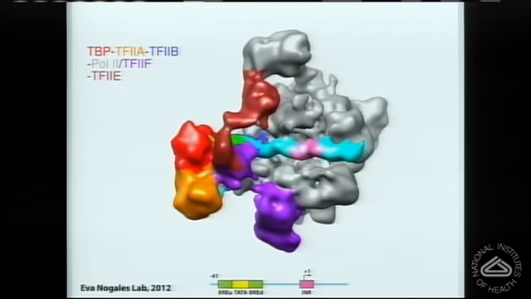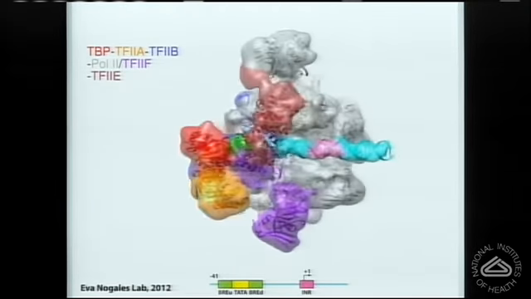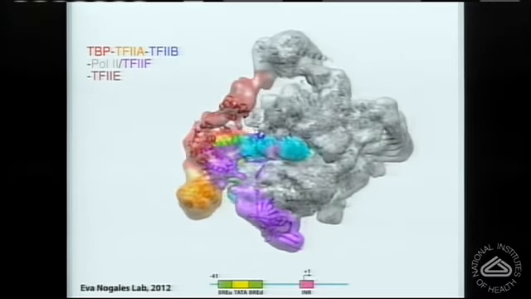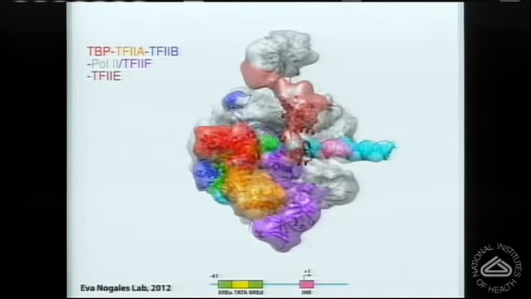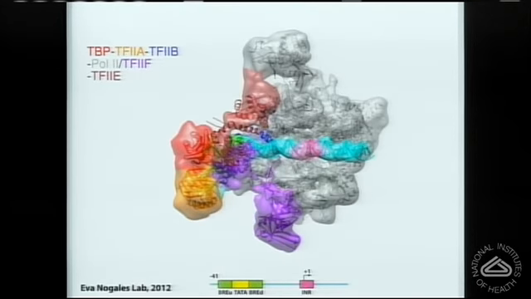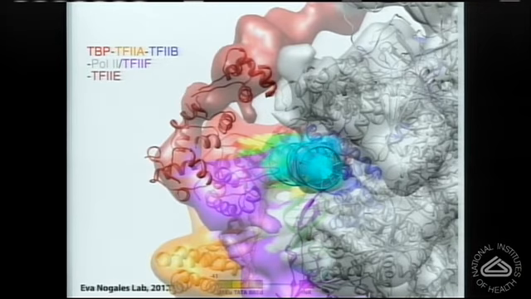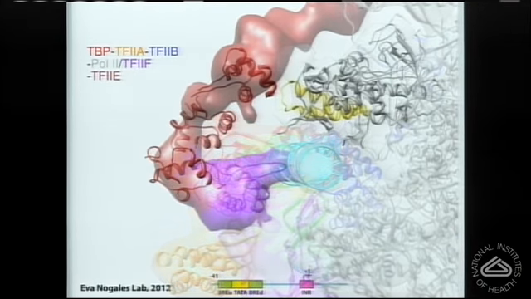Now, when we add TF2E, we don't see any further conformational changes. If anything, we see a stabilization of the complex that results in higher resolution. So there are regions in this density for the polymerase that are about 10 angstrom, so that we can actually start to see individual alpha helices. But interestingly, importantly, this resolution is enough for now to see the DNA a little bit better.